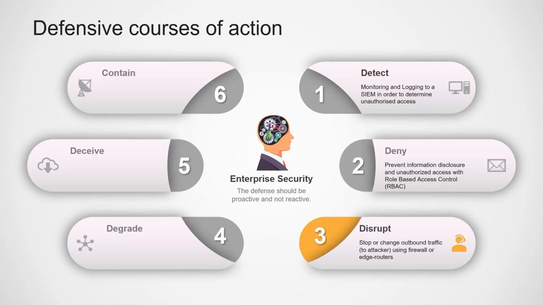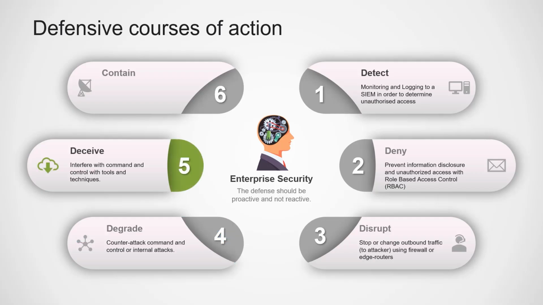The next step is to disrupt, to stop or change outbound traffic to the attacker using tools like firewalls or edge routers, and then we can degrade the communication. So this is a counterattack on command and control or internal attacks. So once we've identified that we actually have an active attack taking place, there's many things we can actually do. For example, cut the communication to the identified IP addresses in the back end, or we can contain the system to identify what was stolen and make a forensic image of that system.